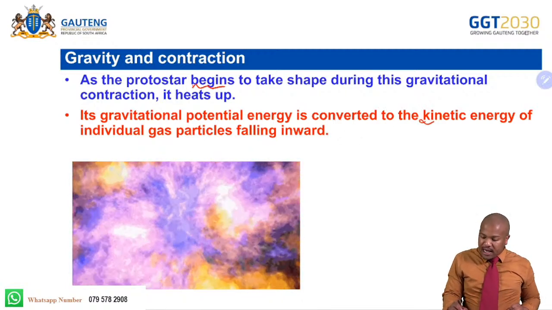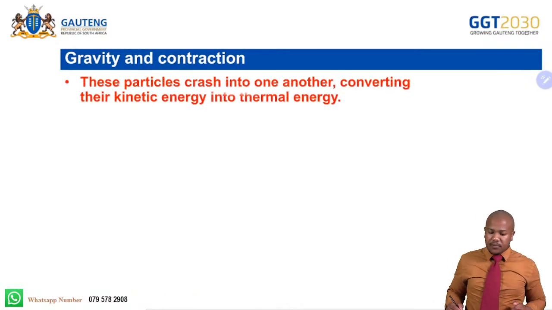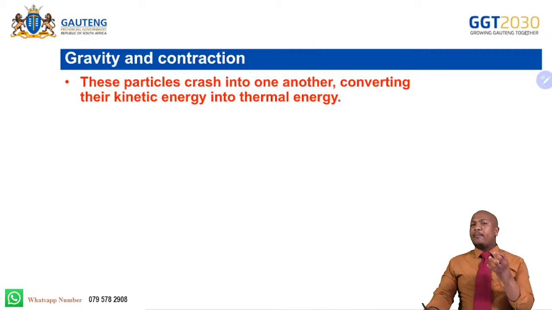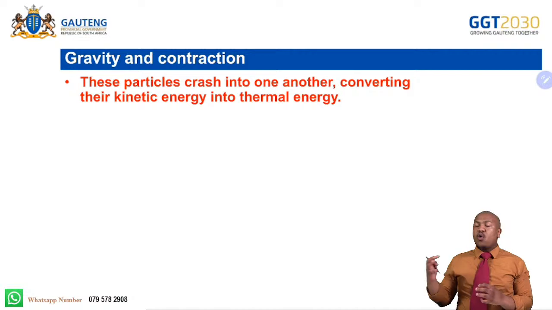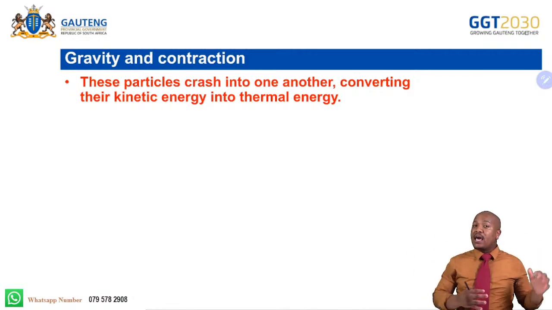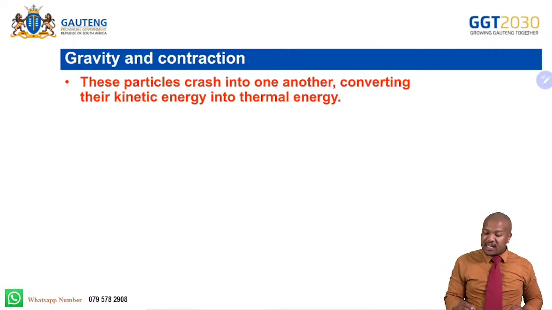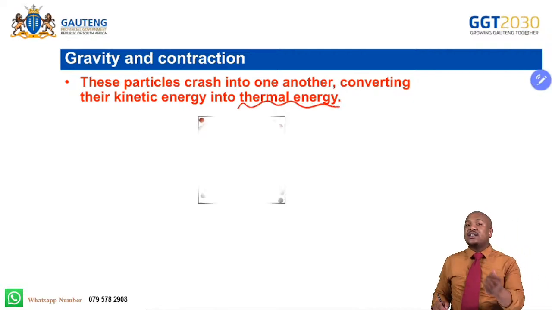Forming what? Kinetic energy, which is movement energy. Are we together? So now, what happens? Those gas particles start to crash into one another. As they crash into one another, they are moving in that kinetic energy. As they are moving, they convert this kinetic energy to thermal energy, which is heat energy.